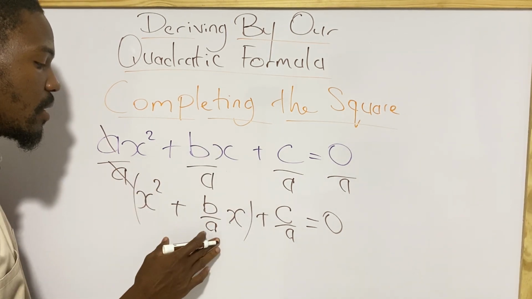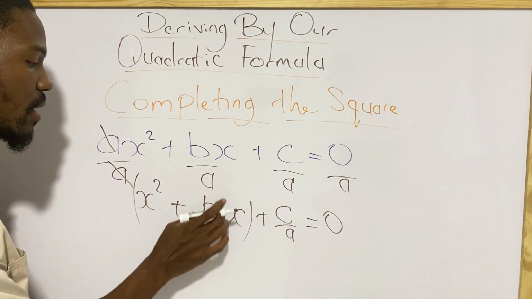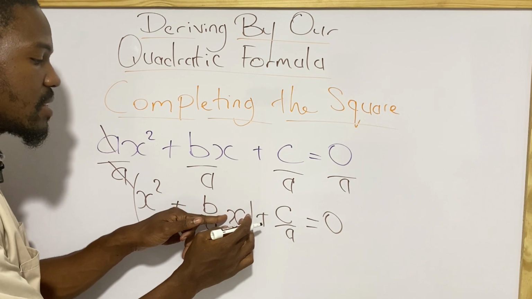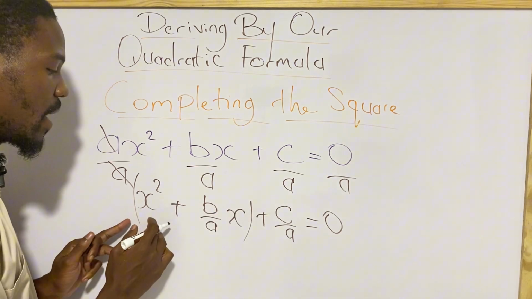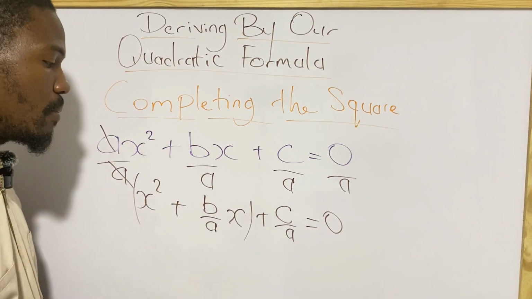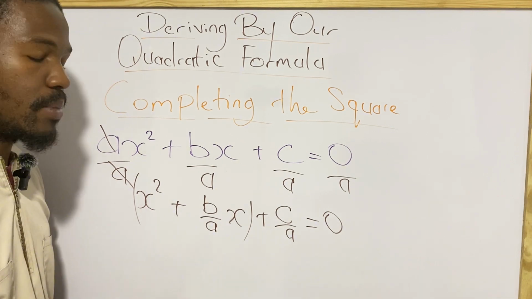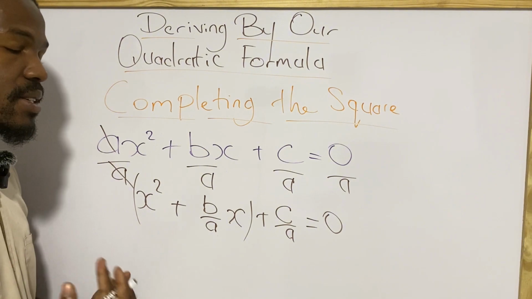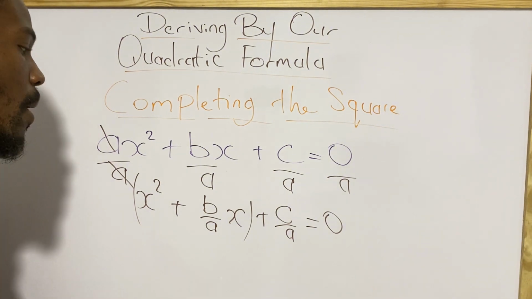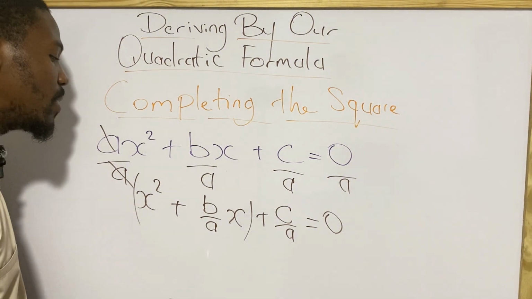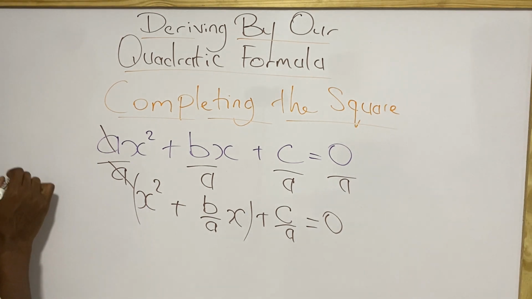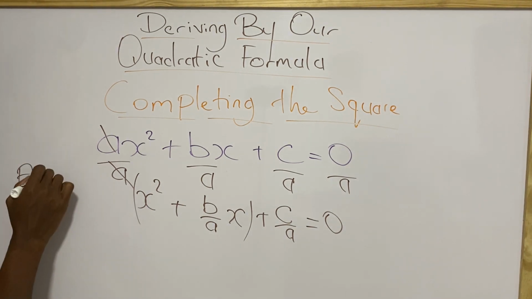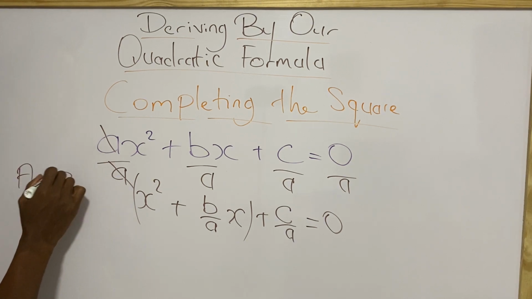In completing our square, if you look here, you'll find that x is not a squared number. It needs to be x squared to be a squared number. B over a is also not being squared. So we need to have this expressed as a square. We need to complete the square. The idea of completing the square is to understand what that really means. This should actually be a perfect square, an expression of a perfect square.